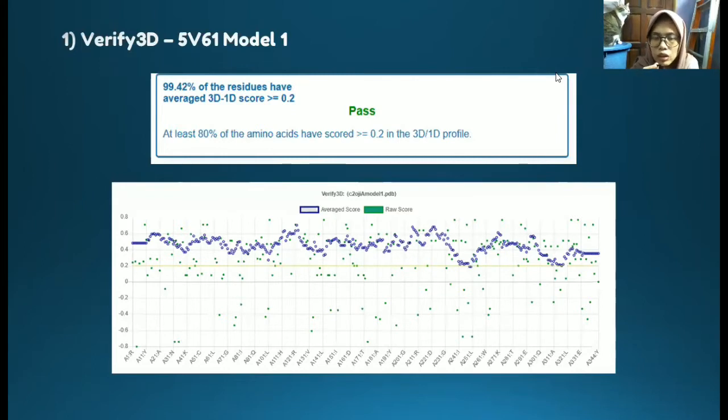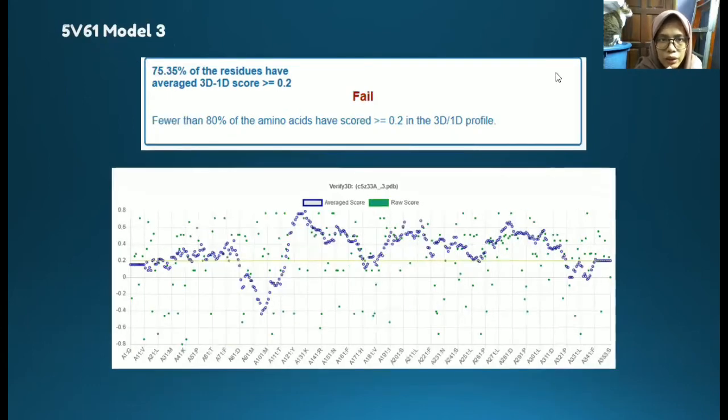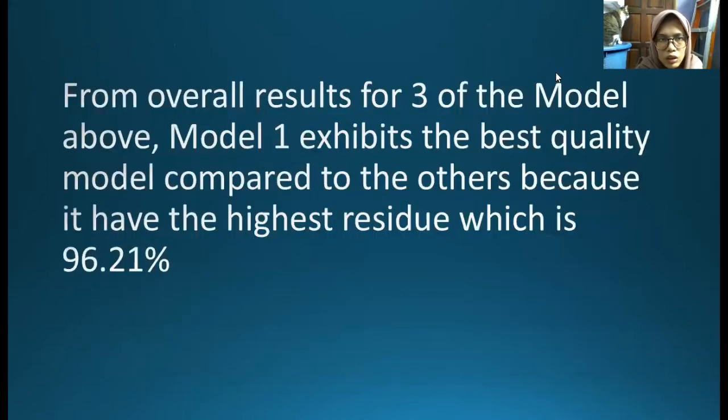For the Verify 3D, for our model 1, the status is passed, which is 99.42% of the residues have the average score. And for the 5V61 model 2, also passed because it has 95.06% of the residues with average score. And for the 5V61 model 3, okay, the status is fail because only 75.35% of the residues have average score. Okay, from the overall result for the 3 models above, model 1 exhibits the best quality compared to the others because it has the highest residues, which is 96.21%.